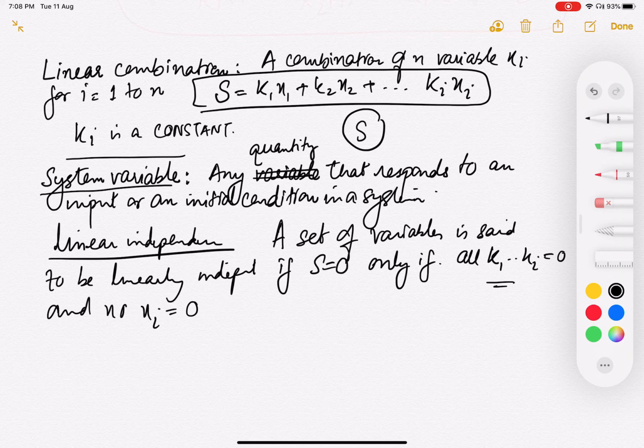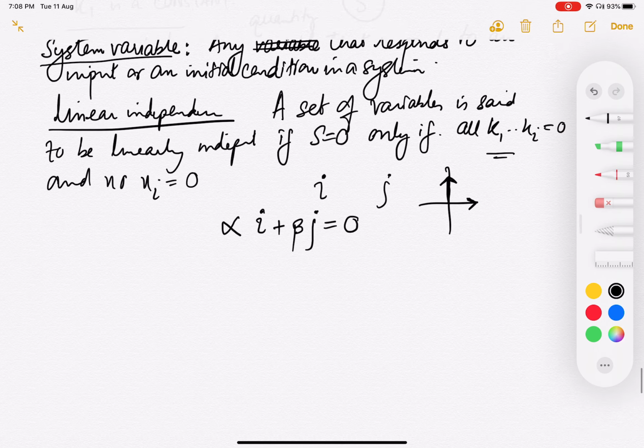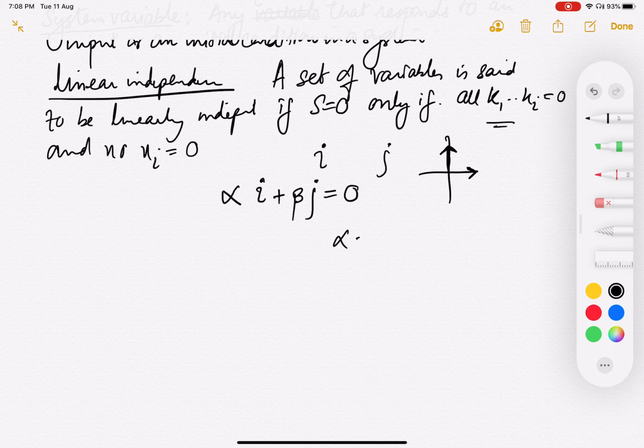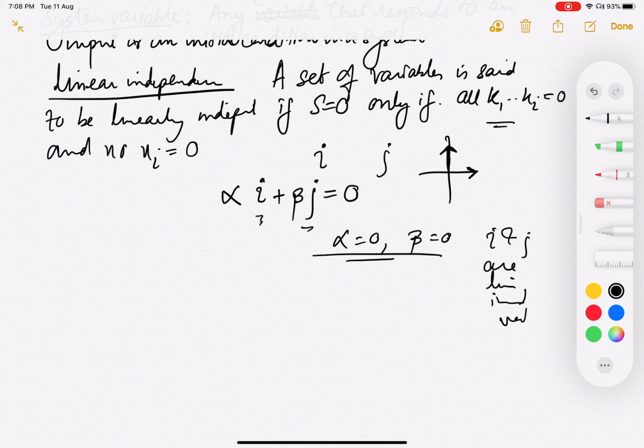So an example is, you must have read about the i vector and the j vector, where your i vector is a unit vector along the x-axis and the j vector is a unit vector along the y-axis. So if I multiply i with some constant alpha and j with some constant beta and I make the sum equal to 0, I will not be able to do this unless alpha is 0 and beta is 0. Both are 0 because i and j cannot cancel each other. So you'll say i and j are linearly independent vectors, right?